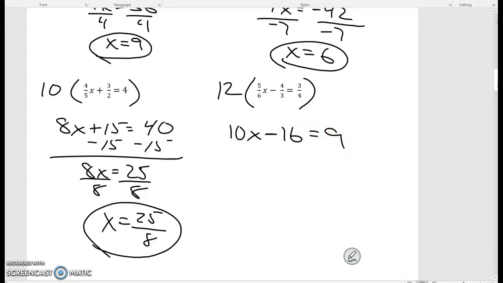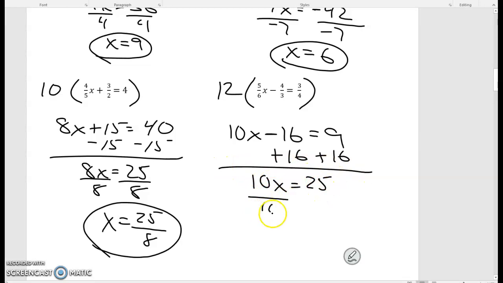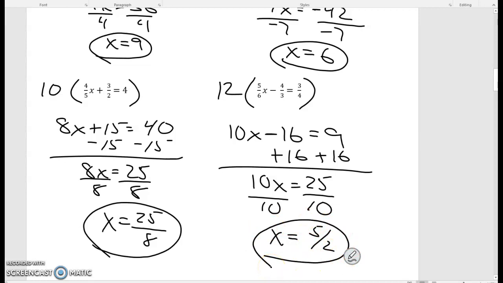And once I'm here, it's a pretty basic algebra 1 equation. We're going to add 16 to both sides. 10x equals 25. I'm going to divide both sides by 10. And I want to be in the habit of reducing that answer. 25 over 10, the better answer is 5 over 2. So if you can reduce, you reduce.